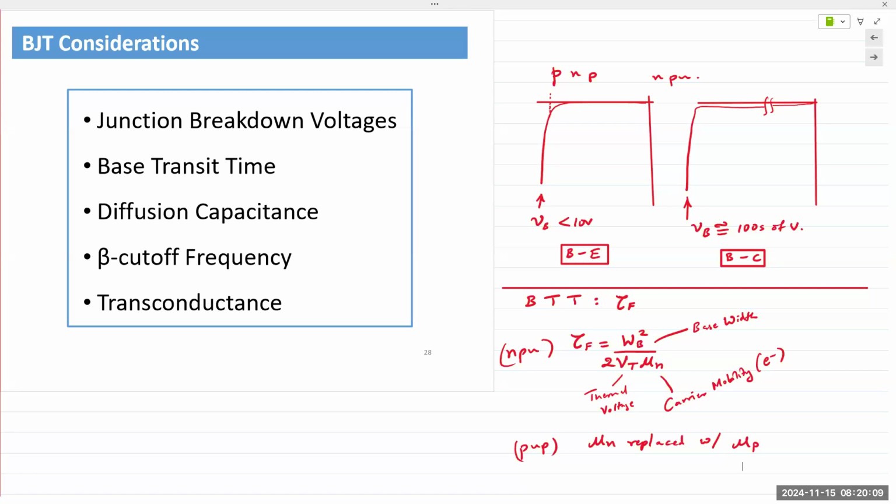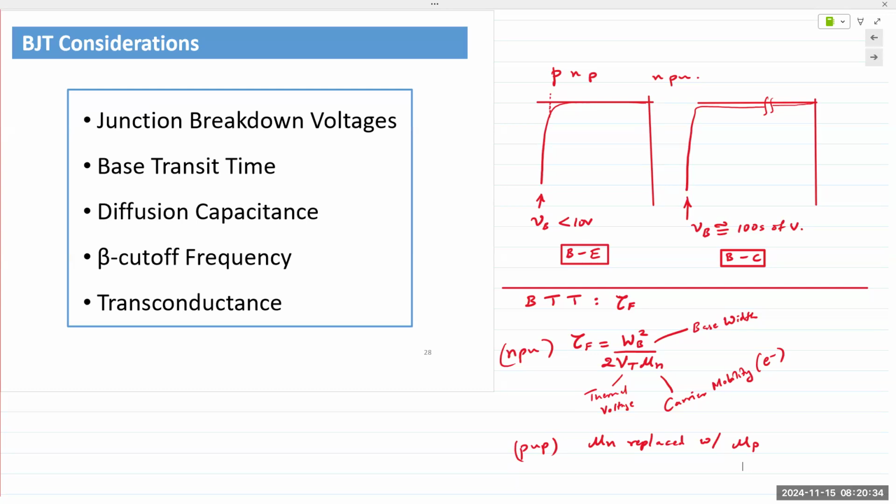Electrons have higher mobility than holes. Mu n is more than twice mu p. So mu n is higher than mu p. That means if you make a device where the electrons are the primary charge carriers, it would work faster than a device that has holes as the charge carriers.